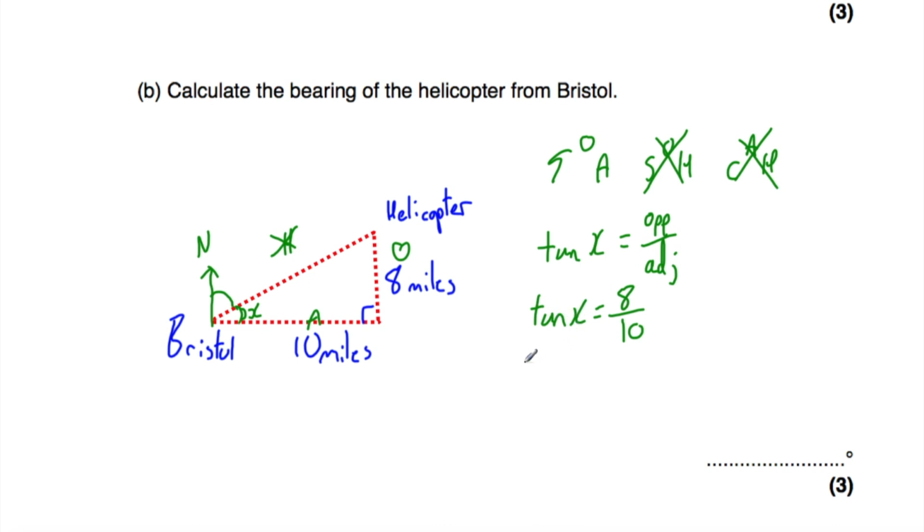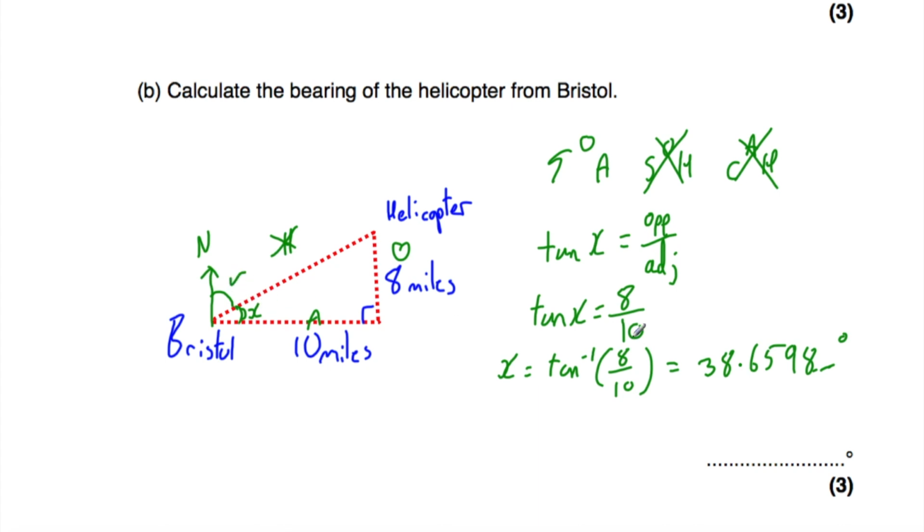So we want to find out what x is, so we need to do the inverse tan. So x is equal to the inverse tan minus 1 of 8 tenths. And if we just type that into our calculator, we get the inverse tan of 8 tenths is equal to 38.6598 and so on degrees. So that's the size of this angle. Now we wanted the size of this angle here.